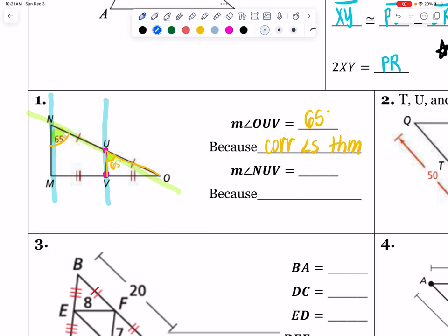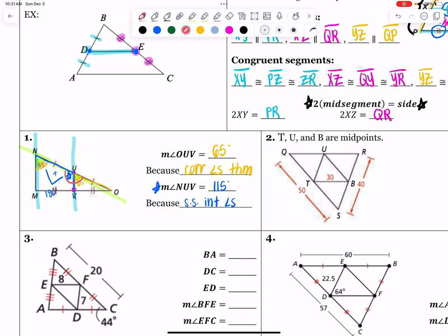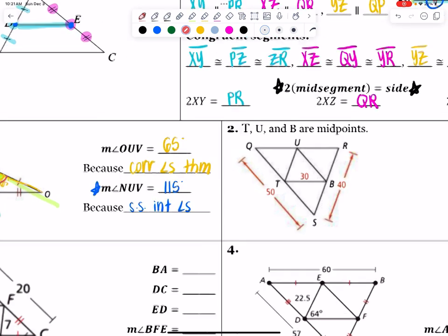Okay, so why can I find NUV, which is right here, starting at N, going to U, then going to V? I can look at this in one of two ways. I can say these are same side interior angles, so those must add up to 180. So this is going to be 115 degrees because of same side interior angles. Or, looking at this overall, this makes a straight line with that yellow angle, so it could also be the linear pair postulate. So we can find missing angles based on midsegments because of the parallel lines.